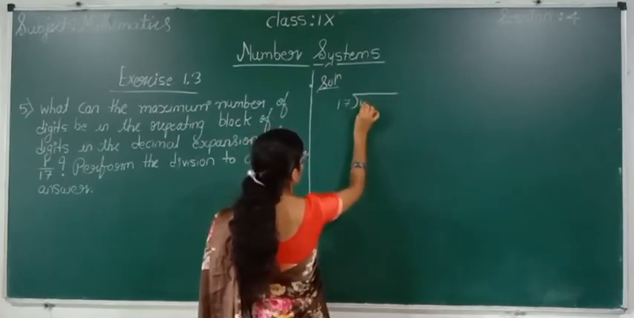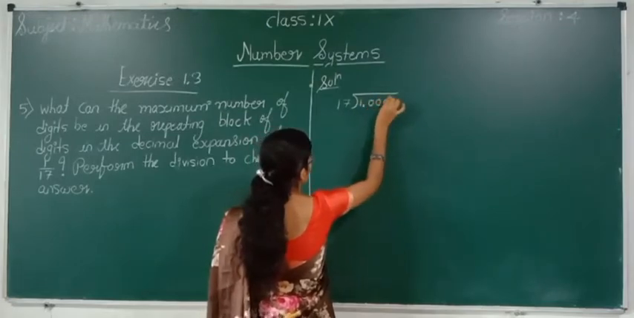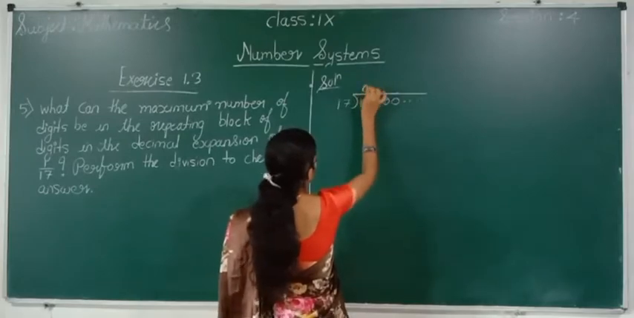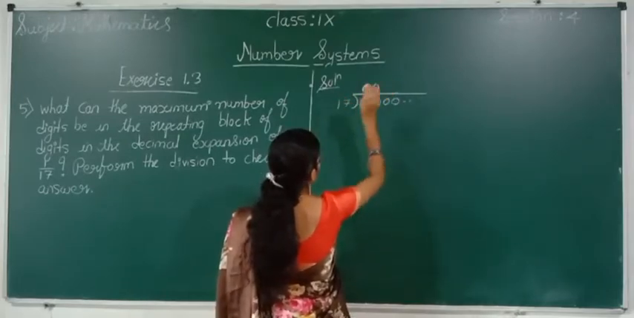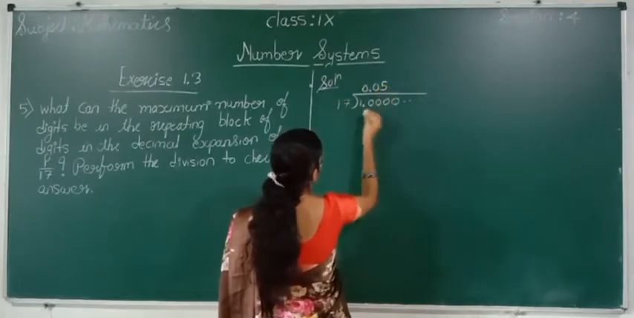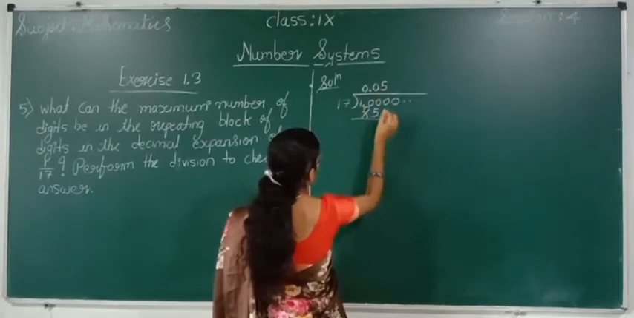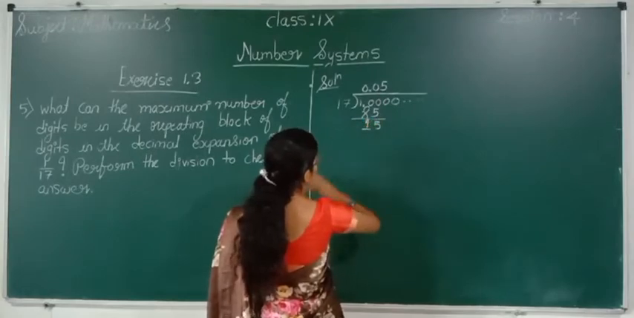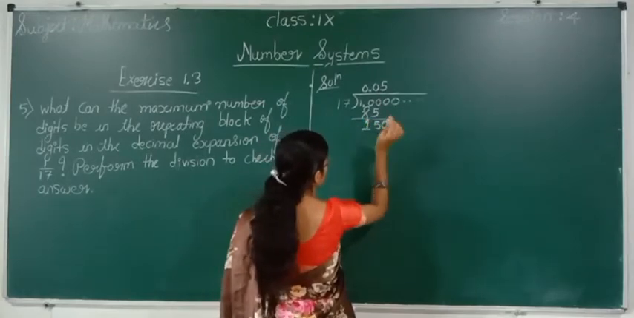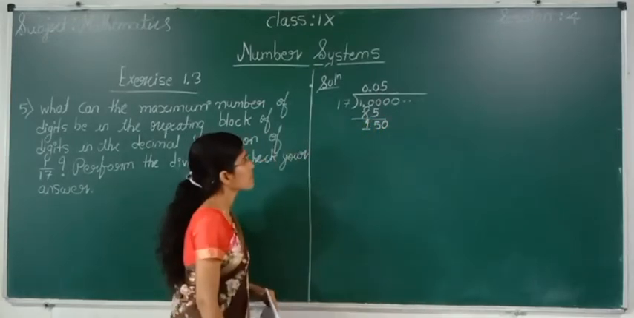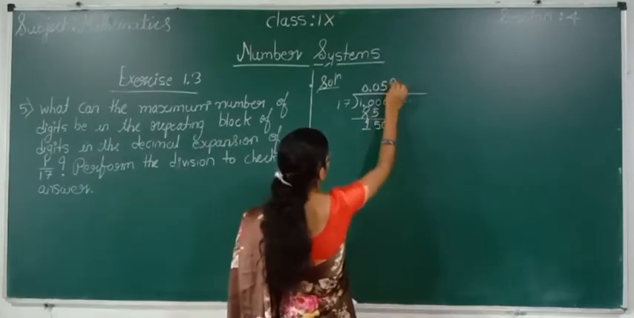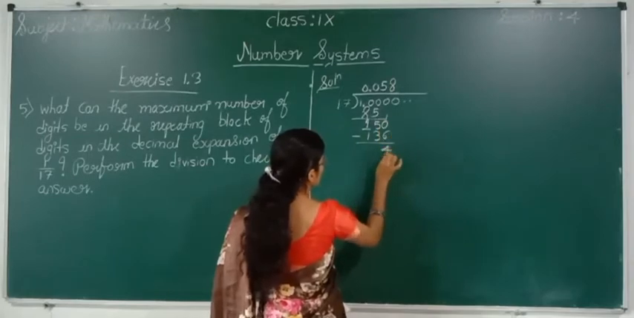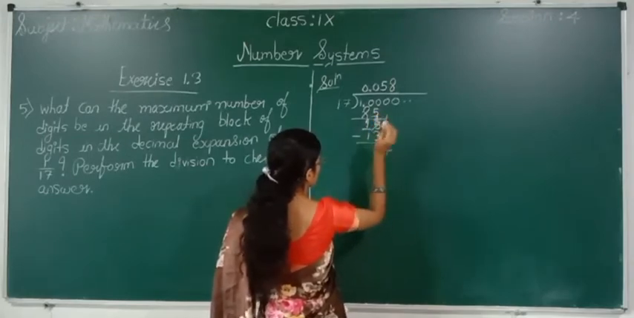1 can be written as 1.000. Yes or no? Now see here. So we'll take 0.0. 17 5s are 85. 10 minus 5 will be 5, and here it will become 15. Okay. Now it will become 150. 17 8s are 136. 10 minus 6 is 4, and here 4 minus 3 is 1.